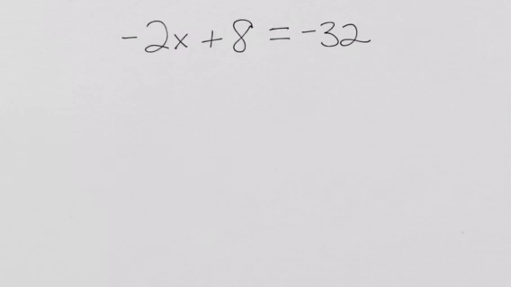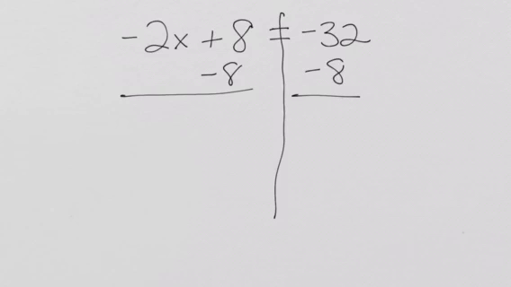Negative 2x plus 8 equals negative 32. Well, the first thing I want to do is undo any adding or subtracting. They added 8, so I'm going to subtract 8 from both sides. On the left side, I get negative 2x. On the right side, negative 32 and negative 8 makes negative 40.